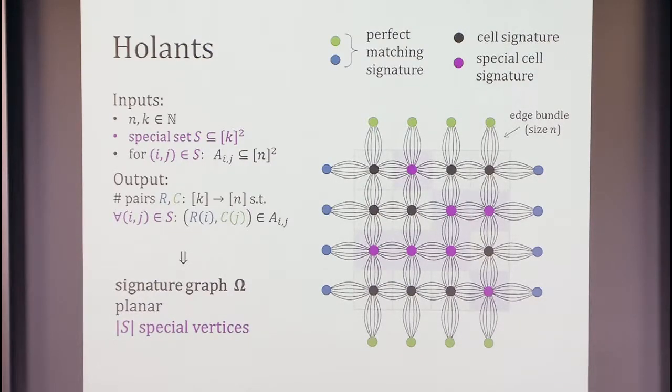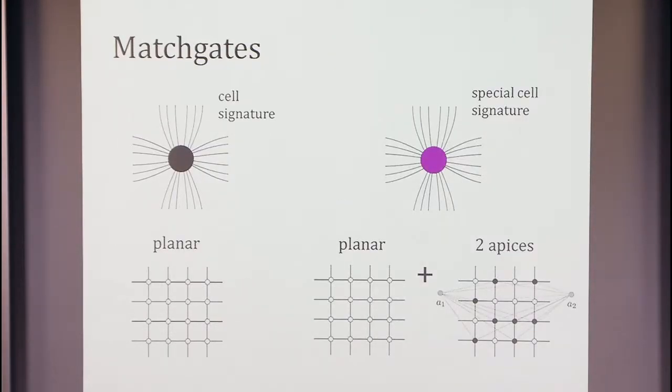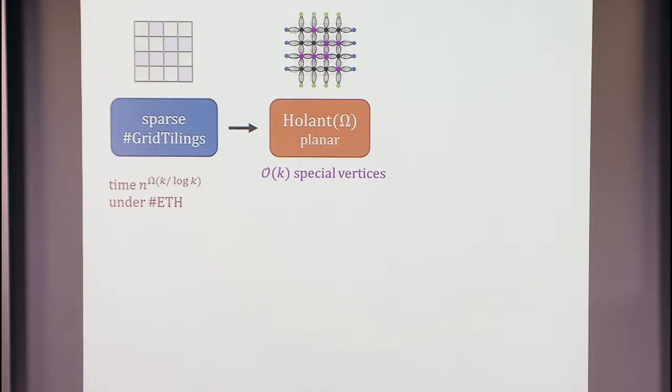And you just have to believe me that this can be expressed as a Holant problem, but it should be believable because this problem has a very local nature to it. At each vertex you can check whether this condition is fulfilled. And then essentially what we're doing is, we take the cell signature, we realize it by a planar Matchgate, and we take the special cell signature and realize it by a linear combination of a planar Matchgate and a 2-apex Matchgate. So altogether, this gives us a reduction from counting sparse grid tilings, which has this lower bound, to counting Holants in a planar signature graph, which has O(k) special vertices.